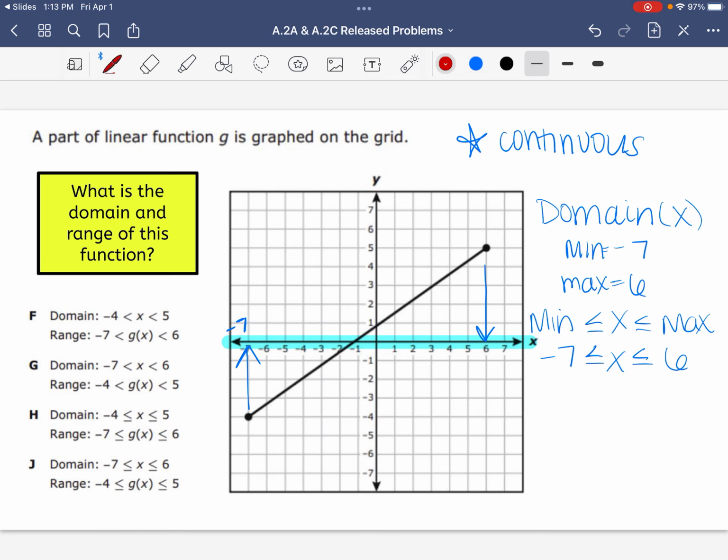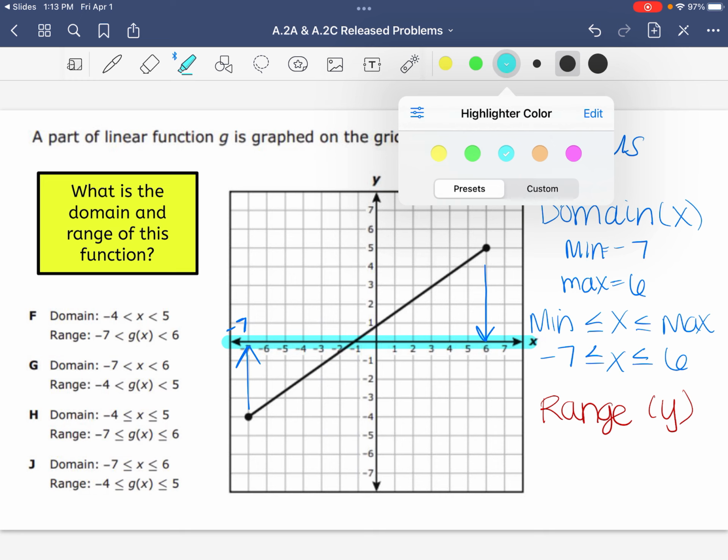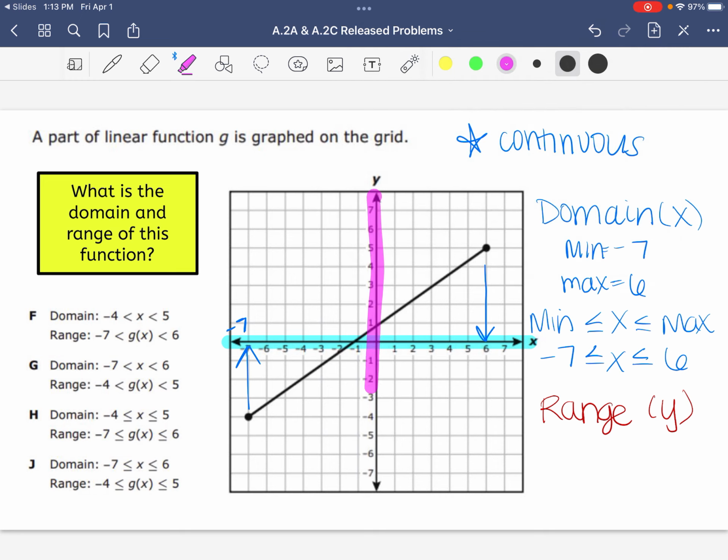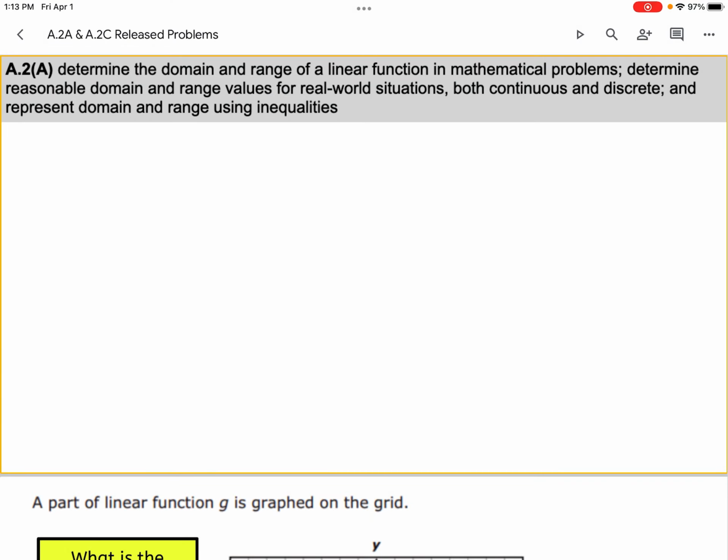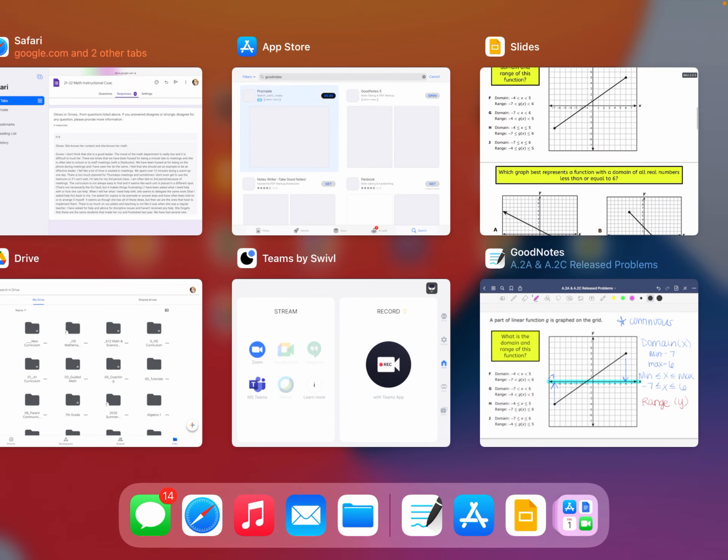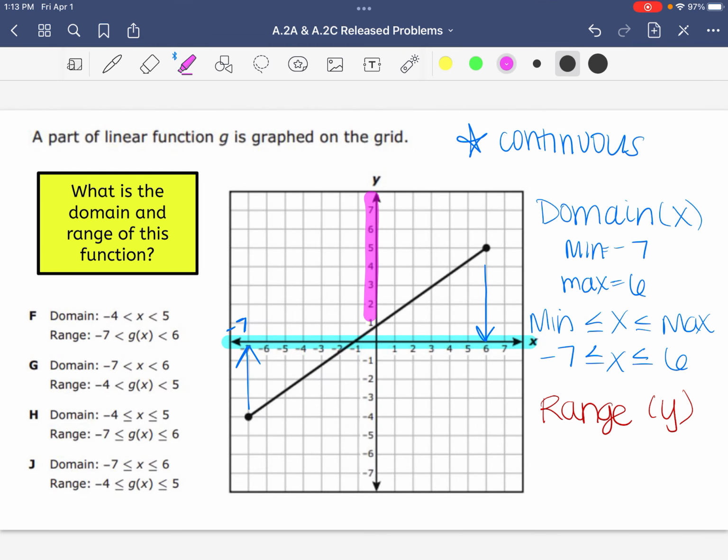Right. Next, we'll look at our range, which is y. So now we're going to be looking at our y-axis, keeping in mind that our range for y, when we look at our minimum, that's going to be the one that's farthest down. So our minimum is at a -4.